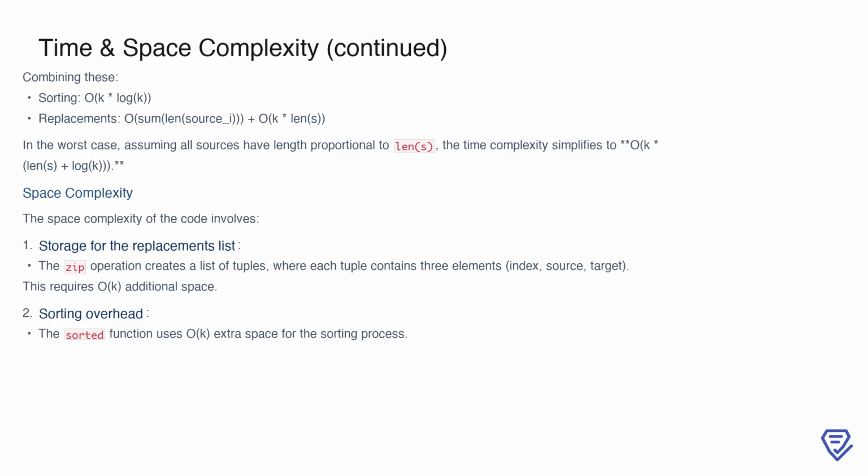Moving on to space complexity, there are three key considerations. First, the zip operation creates a list of tuples, which takes O(K) additional space. Second, the sorting process incurs extra overhead, also requiring O(K) space. These are the primary contributors to the space requirements so far.